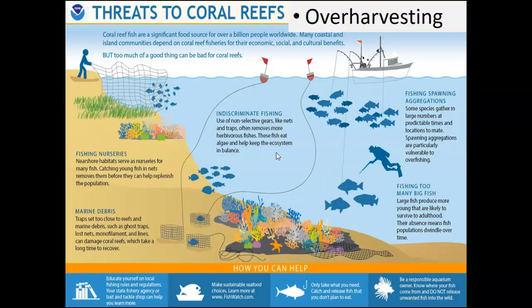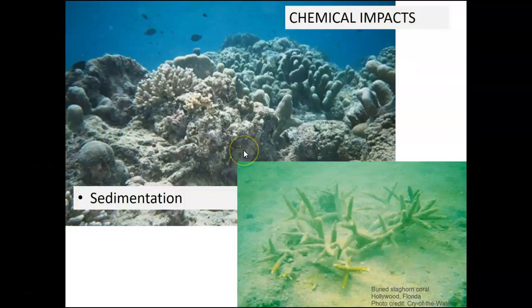Here's a comprehensive chart. So overharvesting is a huge issue, right? And it can damage the coral based on how they're fished indiscriminately. So you can pause the video and look over this. Then there's chemical impacts. So sedimentation would be like all the river or all the oceanic earth getting moved over it so that it can't get sunlight.